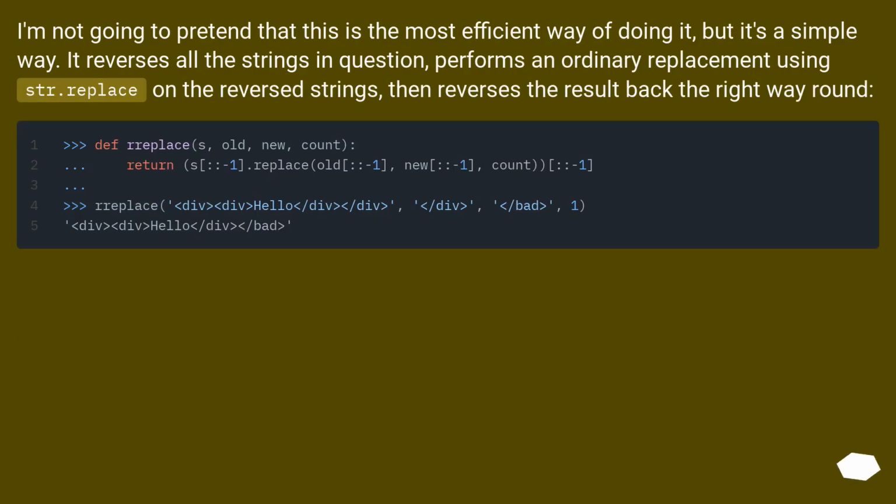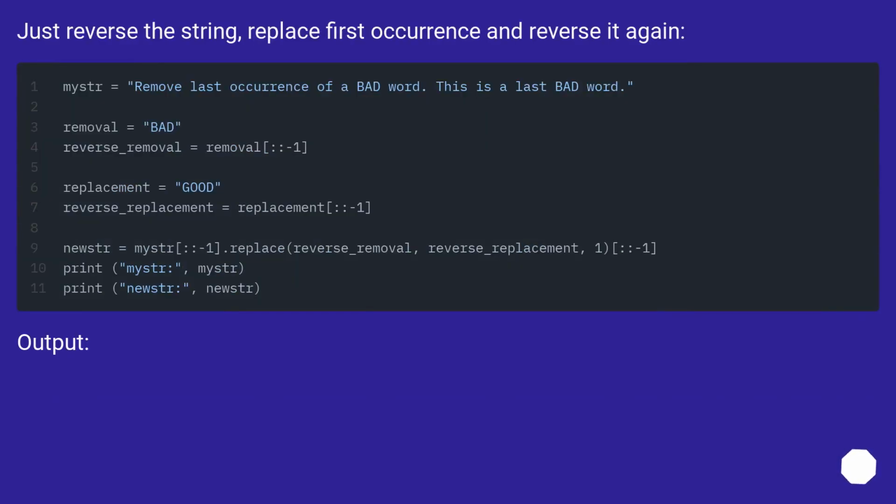I'm not going to pretend that this is the most efficient way of doing it, but it's a simple way. It reverses all the strings in question, performs an ordinary replacement using str.replace on the reverse strings, then reverses the result back the right way round. Just reverse the string, replace first occurrence and reverse it again.